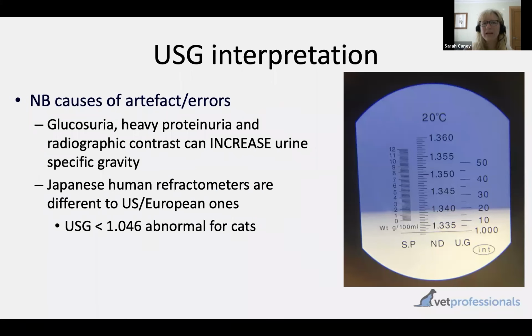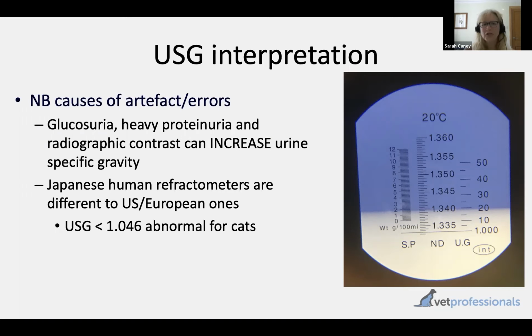There are some things that can affect the USG artifactually. Because this is a fairly simple test in terms of chemistry, if there are solutes like glucose, if there are high amounts of protein in that urine sample, also radiographic contrast material, then that can elevate the USG. And this is one reason why in diabetic cats, even those that are very polyuric and polydipsic, often their urine specific gravity when their diabetes is uncontrolled is higher than you might expect. So it may be 1030, even though the cat's producing liters of urine a day. That's because of the artifactual impact of the glucose on the urine specific gravity.